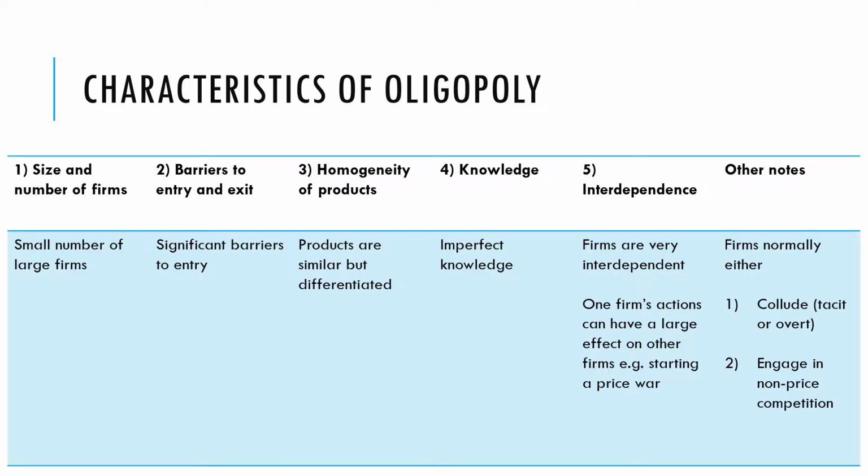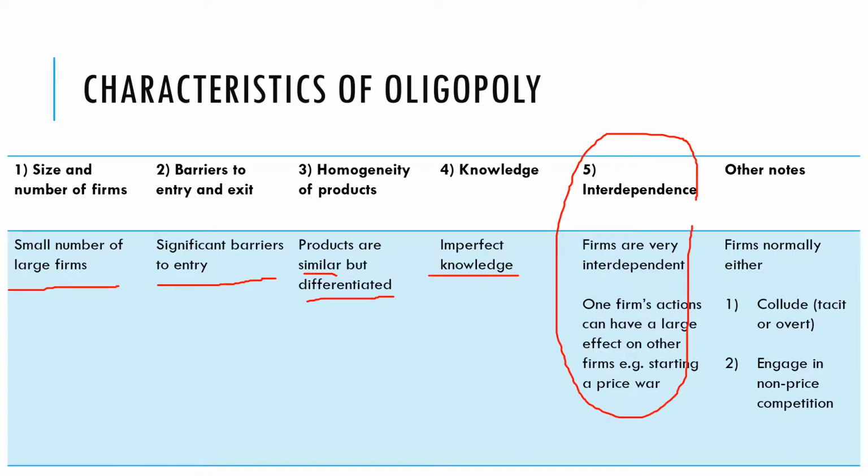So here are our characteristics of firms operating in an oligopolistic market. We have a small number of large firms. There are significant barriers to entry. The products are similar but differentiated. We have imperfect knowledge between buyers and sellers, and this is really the key one over here, the level of interdependence. Firms are very interdependent. One firm's actions can have a large effect on other firms. So how do firms react? Well, normally they either collude or they engage in non-price competition.